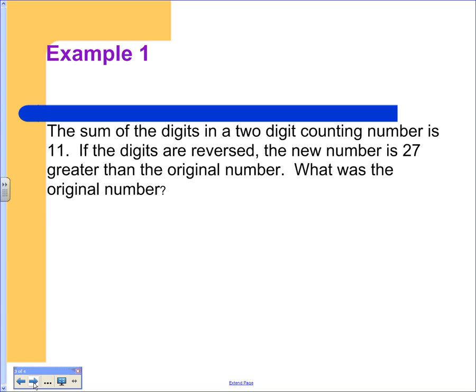The sum of the digits in a 2-digit counting number is 11. If the digits are reversed, the new number is 27 greater than the original number. What is the original number?